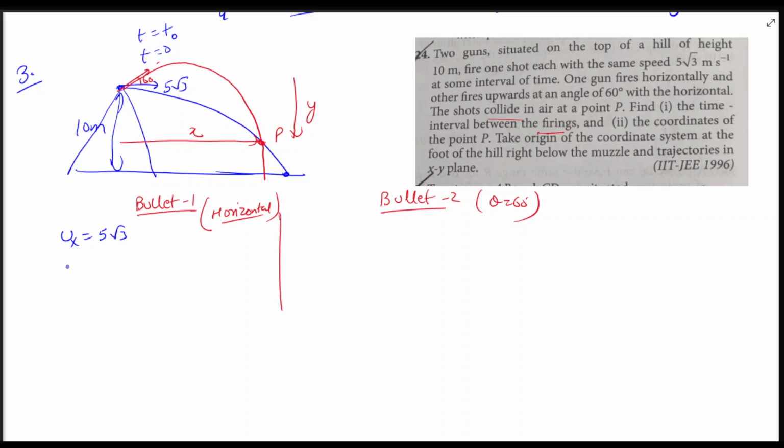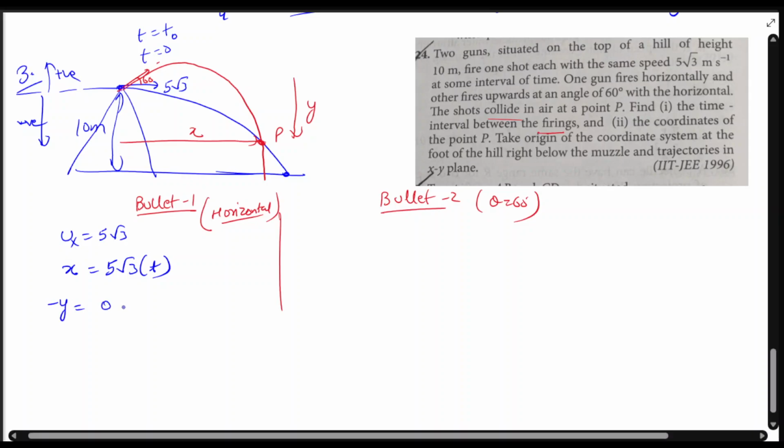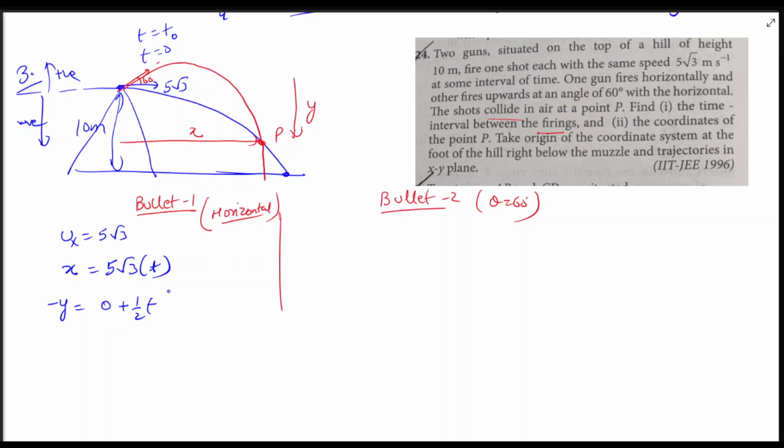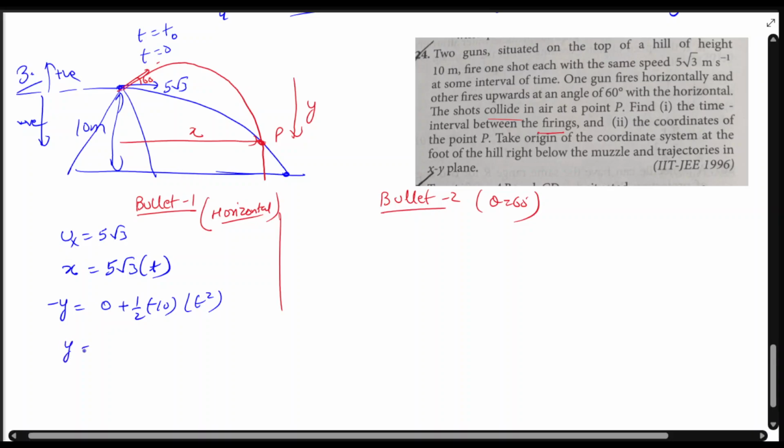We can write x is equal to ux, 5 root 3, into t, the time it is taking. Let's say horizontal acceleration is 0. Now for the y, we can take this as negative and above as positive, right? Now for y, we can write minus y will be equal to y initial 0 plus half acceleration, which will be minus 10, let's say 10, into t square. So we will have y equal to 5t square, right? So we have these two equations.